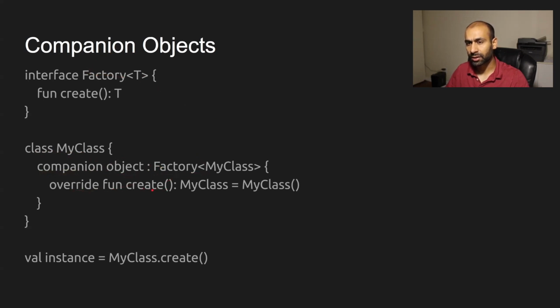Now all the methods that are within the companion object can be called by my class, which is this class dot and the method straight away. This is very similar to calling the static methods, but there are a lot of benefits that we get from objects as compared to static modifiers, which we have in Java.